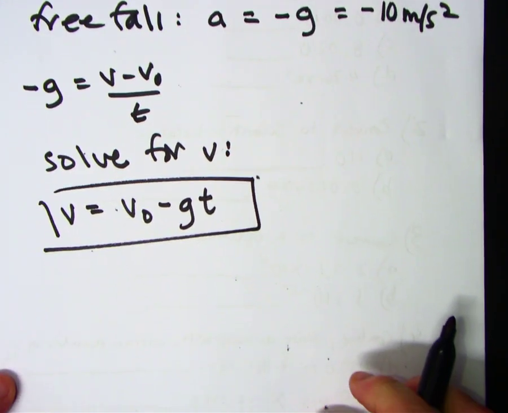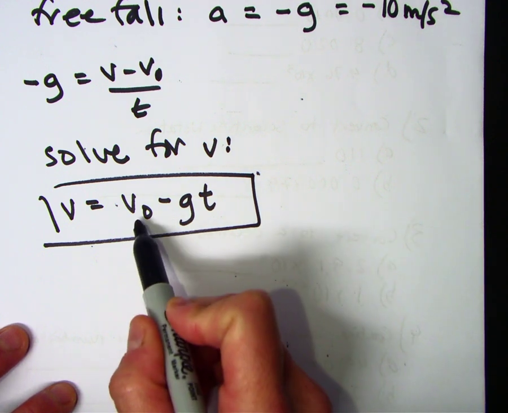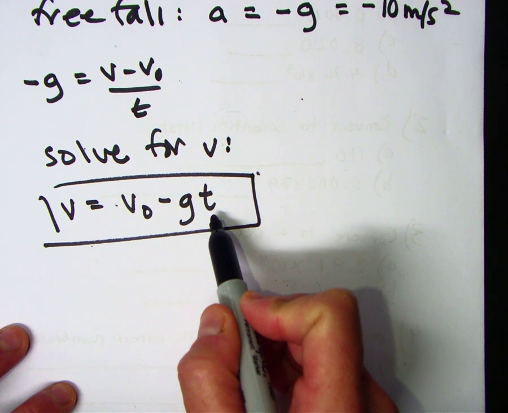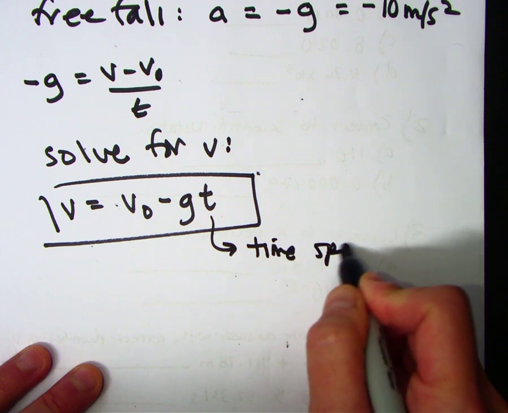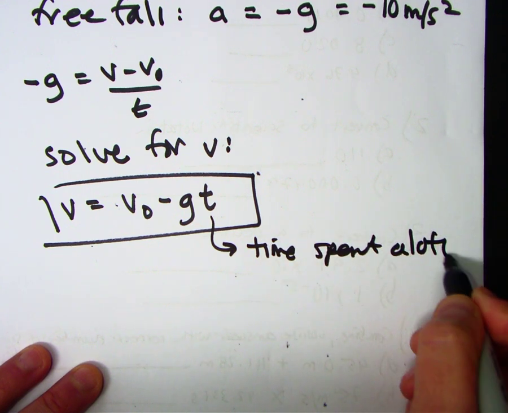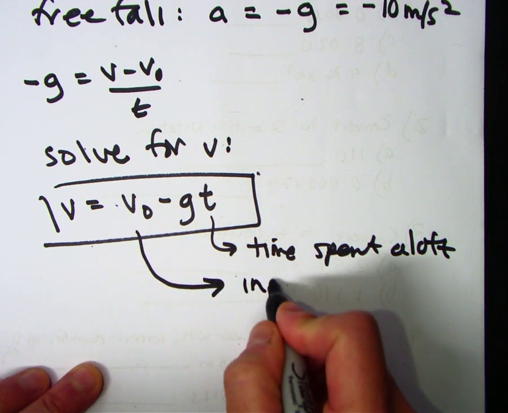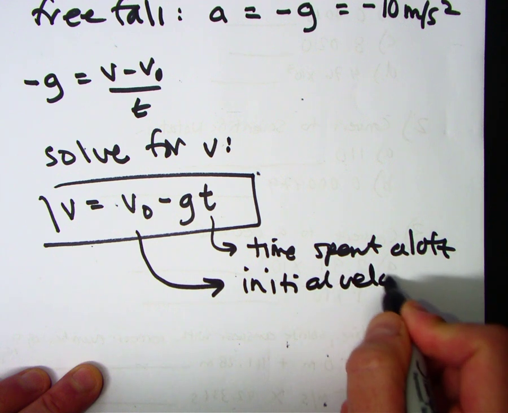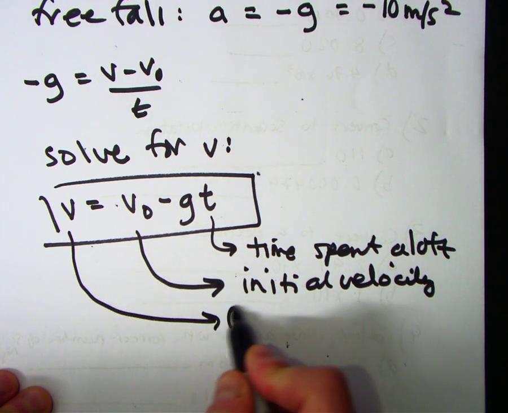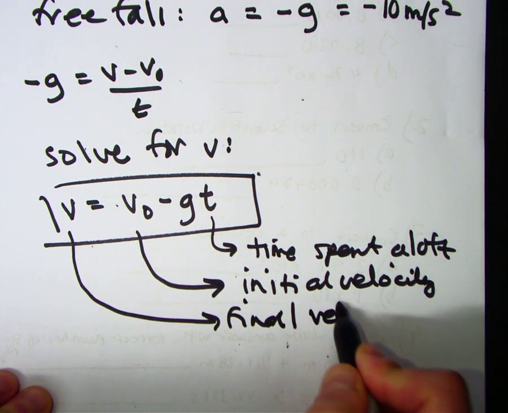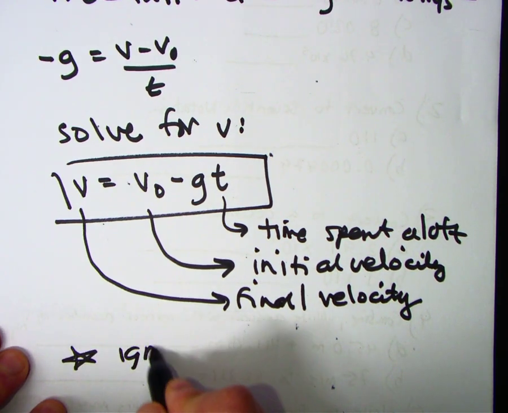we can get a formula for the velocity of an object that is in free fall if it has this initial velocity and has been free falling for some amount of time t. So t is the time spent aloft. And this is the initial velocity. And this is the final velocity. And importantly, we are ignoring air resistance.